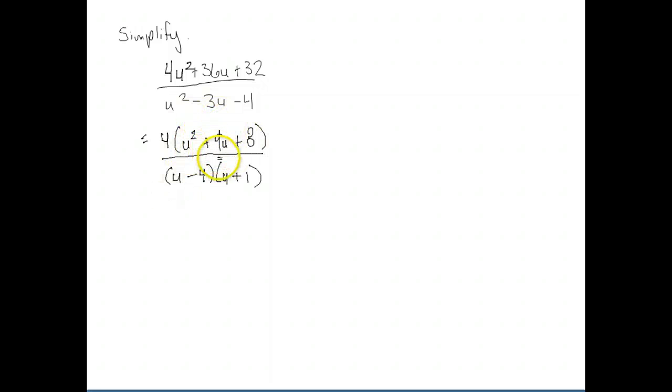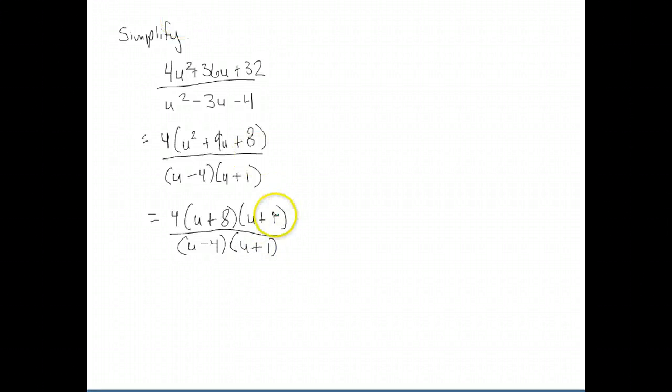We can continue to factor in the numerator. This trinomial u squared plus 9u plus 8 can be factored to u plus 8 times u plus 1. The way we got that was we looked for factors of 8 that sum up to 9. So 2 factors of 8: 8 times 1 is 8, and also 8 plus 1 is 9. From here, we just look for common factors to divide. Once we divide the common factors, they cancel out because it goes to 1. So u plus 1 and u plus 1 are common factors. So our final answer would be 4 times u plus 8 over u minus 4.